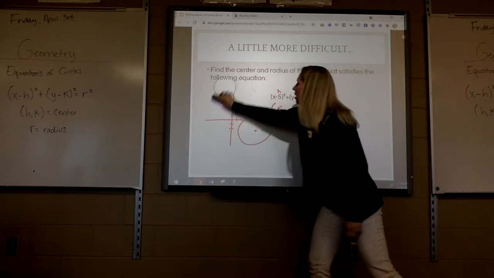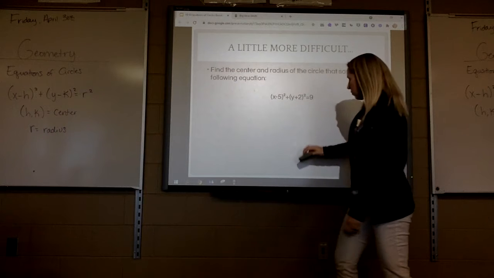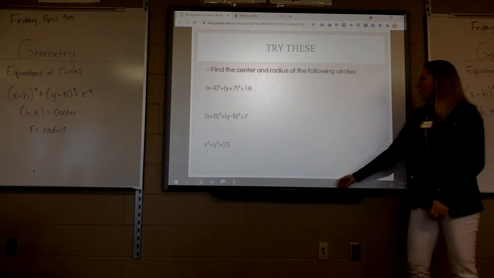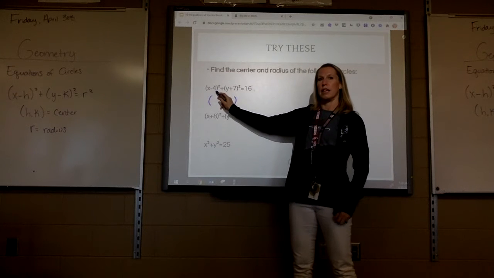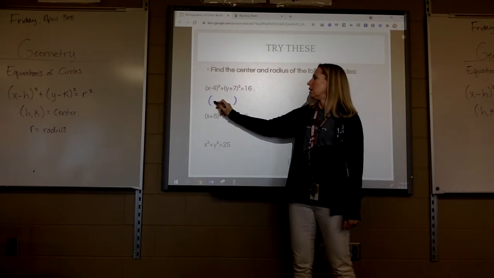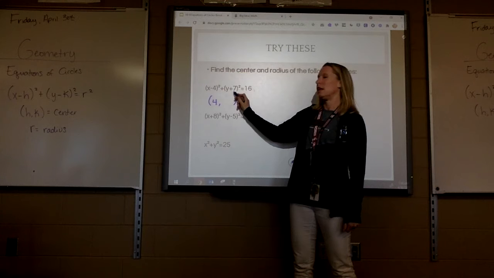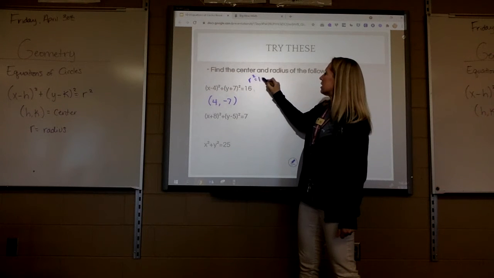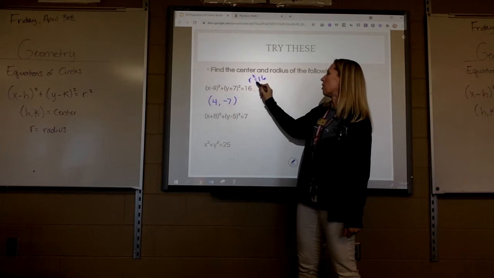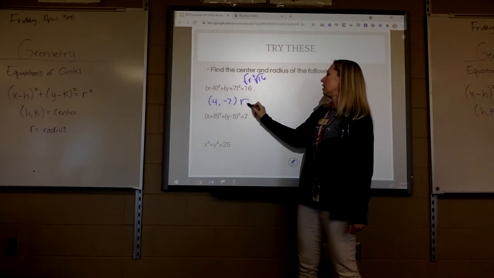Okay, let's just try a couple more and then we'll look at the assignment. So on this one, what would my center be? If it looks like -4, what is it? 4, comma, -7. My radius squared is 16, so what would the square root, what would the radius be? 4.